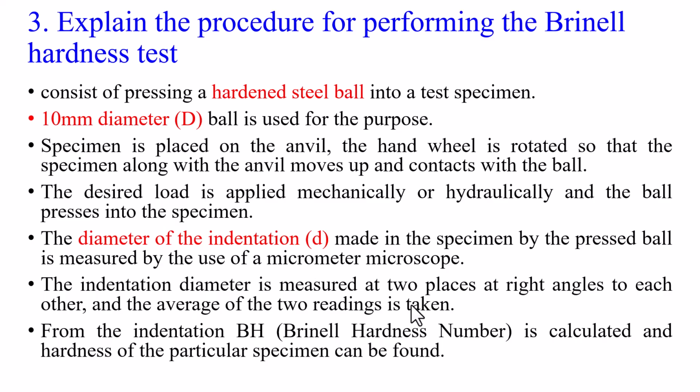The indentation diameter is measured at two places at right angles to each other, and the average of these two readings is taken. So we take two readings at right angles, and the average is taken as the diameter of the indentation. From the indentation, the Brinell hardness number, BHN, is calculated, and the hardness of the particular specimen can be found. So the BHN value indicates the hardness value.